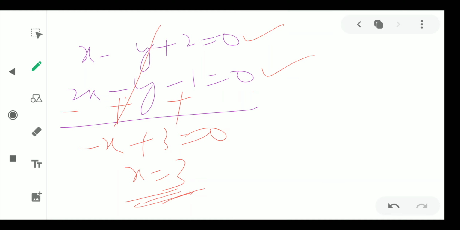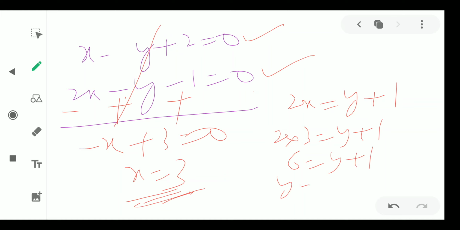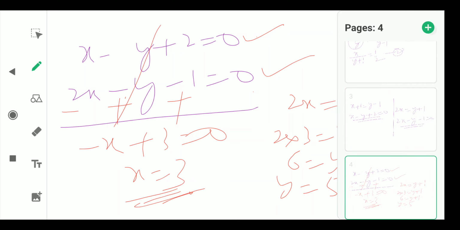This x is equal to 3 we put in an equation. In any one equation we can substitute. We got 2x is equal to y plus 1 in the second equation. So if I put x is equal to 3 here, this will be 2 into 3 is equal to y plus 1. 6 is equal to y plus 1, so y is equal to 5 when I bring this to this side. So now what is the required fraction? We assumed the fraction as x by y.